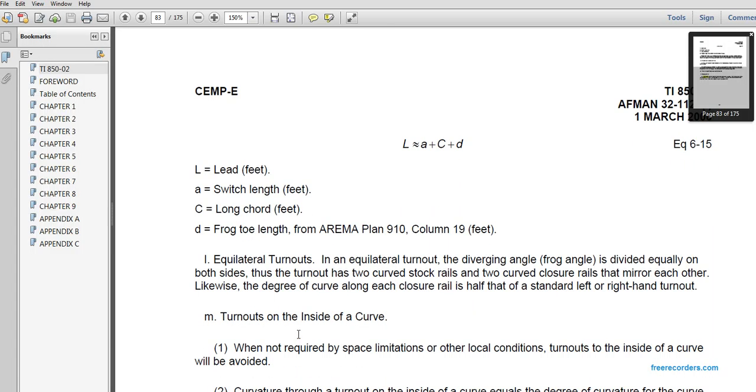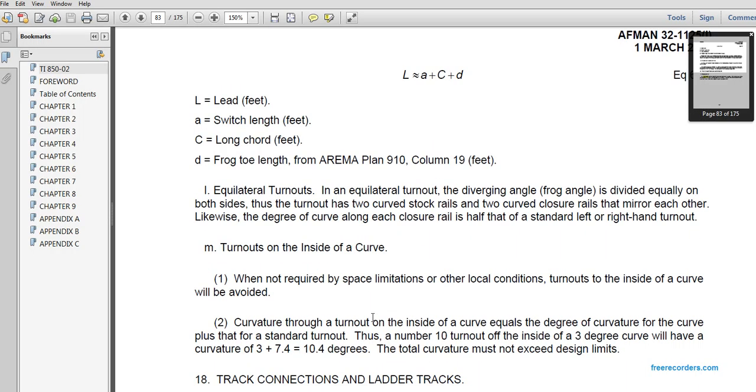Equilateral turnouts. In equilateral turnouts diverging from the frog, the angle is divided equally on both sides. The turnout has two curved stocks and two curved closures that mirror each other, and likewise the degree of curve along each closure is half that of the standard left and right hand turnouts.